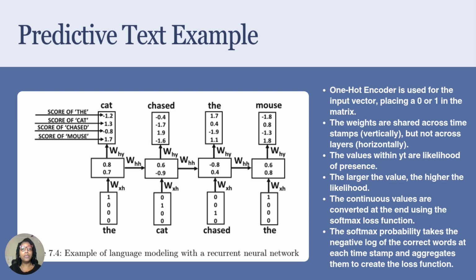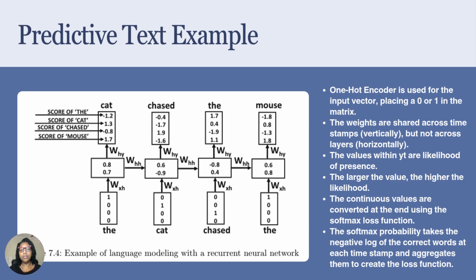Now we go to input cat. As you can see, the vector now changes from 100 to 011 for cat. The weight was updated in the hidden state. And now we look at the likelihoods of presence for the cat. The is negative 0.4. Cat is negative 1.7 because sure wouldn't want the cat cat. The cat chased is 1.9 and the cat mouse is negative 1.6. So we would choose chase, which is correct. That's what the target word was.